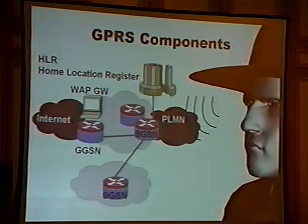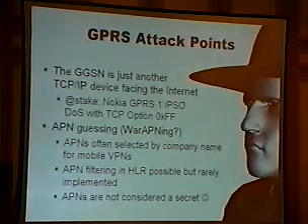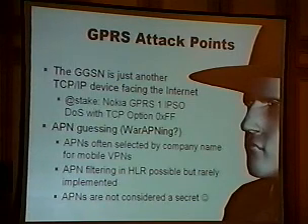And of course, we got the GGSN facing the internet. Okay, enough of the theory. What are the actual attack points here? Well, first of all, the GGSN is just another IPv4 embedded system that's facing the internet and can be attacked, as shortly shown by At Stake. They found a vulnerability in the Nokia GGSN, where a weird TCP option would actually crash the device. Now, the scary part is Cisco also does GGSNs.